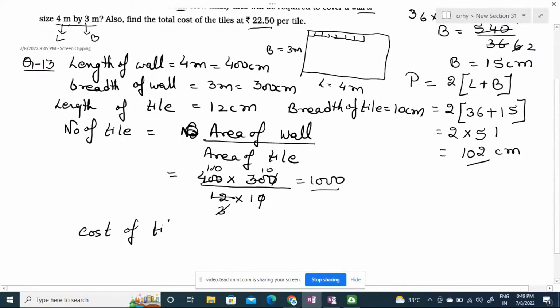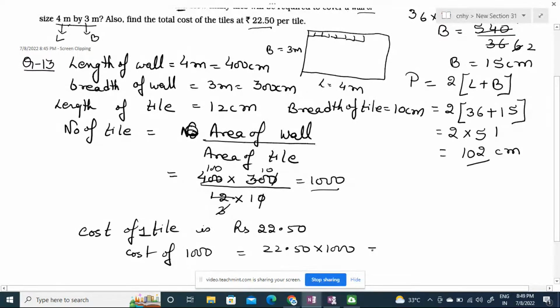Cost of one tile is 22 rupees 50 paisa, and we have 1000 tiles. So the cost of 1000 tiles is 22.50 into 1000. This is the answer: 22,500 Rs.